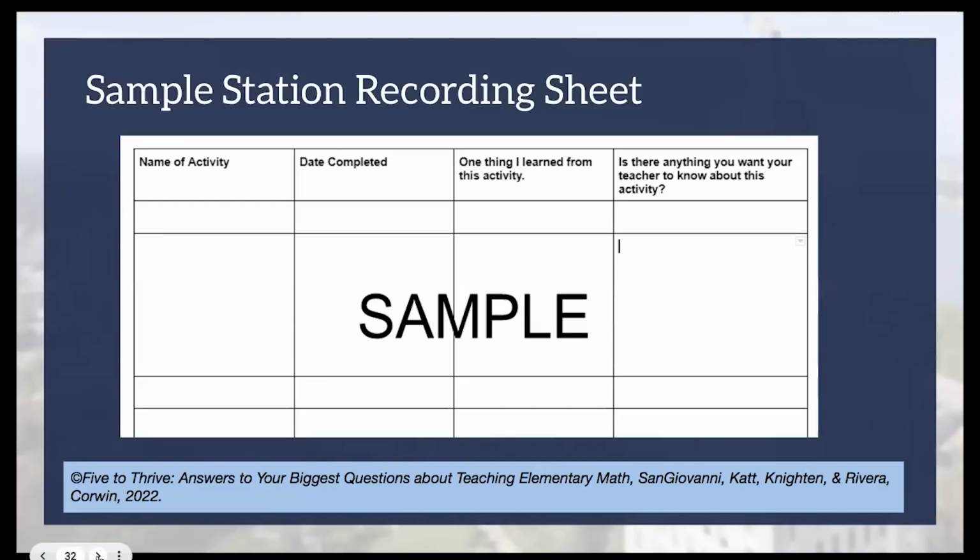So this is just one where kids are describing what they did and what date they did it, and maybe providing a little feedback to the teacher. Also, you'll notice in a lot of the sample activities that are linked on that document that students actually have a recording sheet that goes with those activities. And that's another piece of accountability as well.